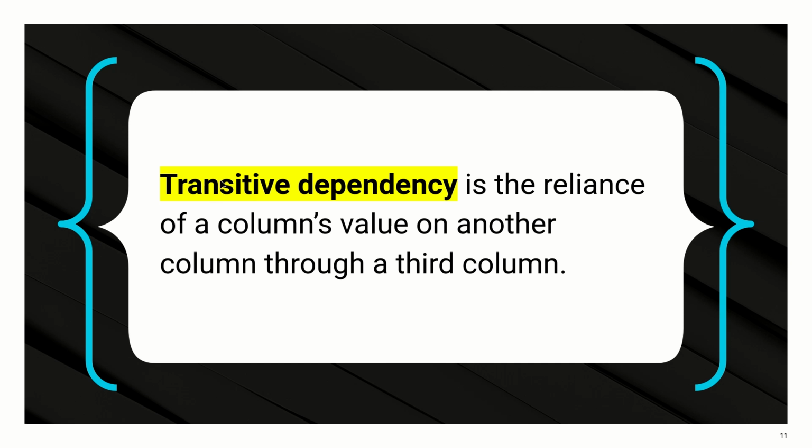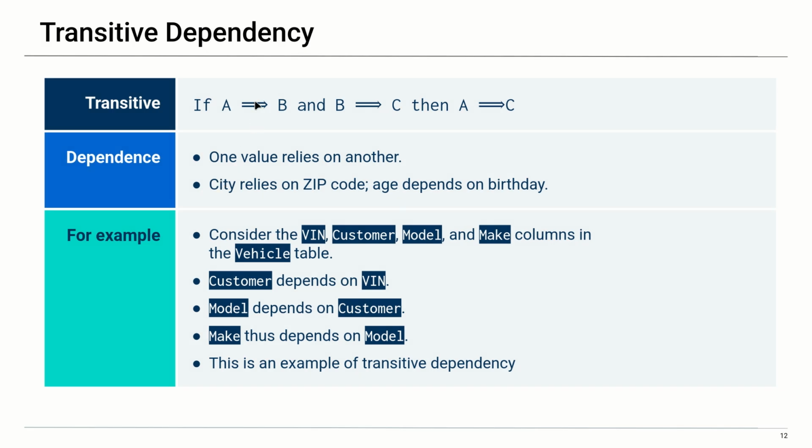Transitive comes from mathematics. If I know that x is equal to y and y is equal to z, then really x has to equal z as well. That's called transitive. So if A tells you what B is, so B depends on A, and B tells you what C is, so C depends on B, then A can tell you what C is.